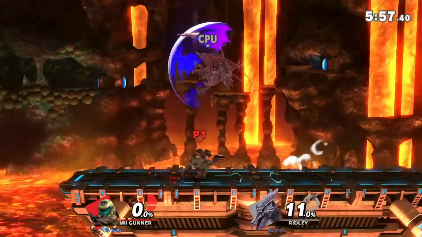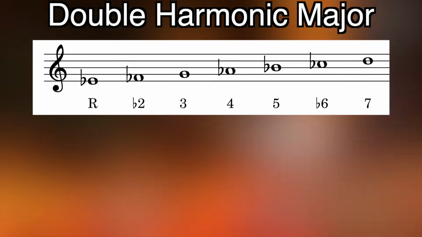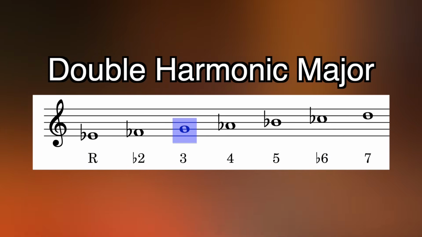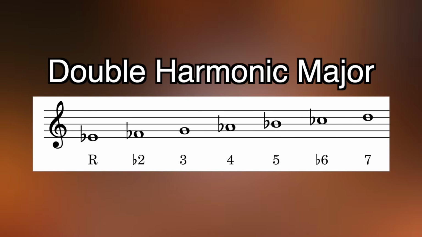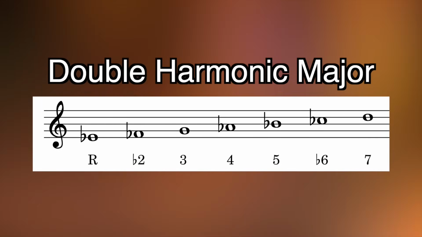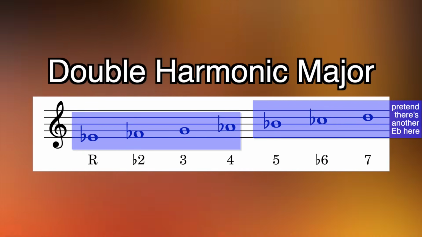So let's now take a look at the final scale of the video, the super dramatic sounding double harmonic major. It's almost like a super Phrygian Dominant, identical except also with a raised 7th. It makes it sound like some hybrid between Phrygian Dominant and harmonic minor. We uniquely have 2 augmented seconds in the scale. Something cool about the construction is that it's just 2 Phrygian Dominant tetrachords stacked on top of each other.